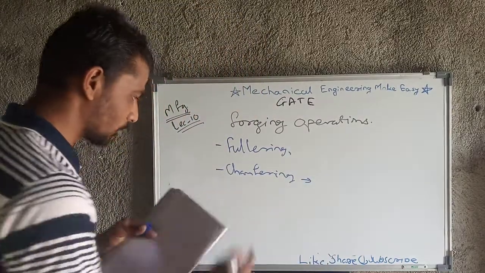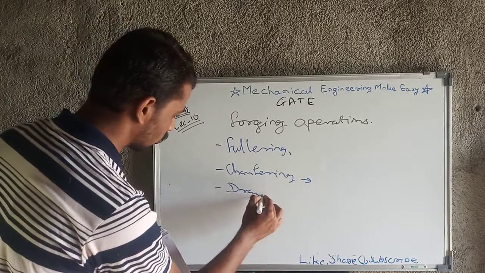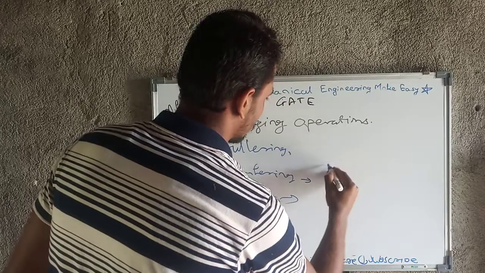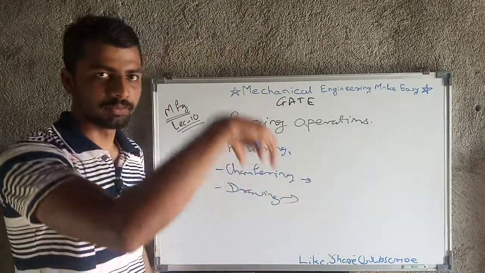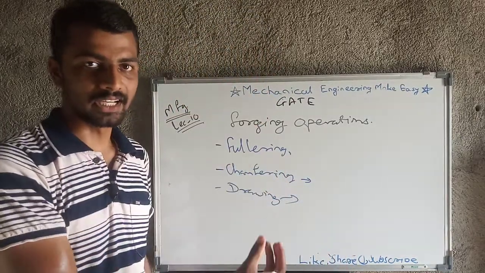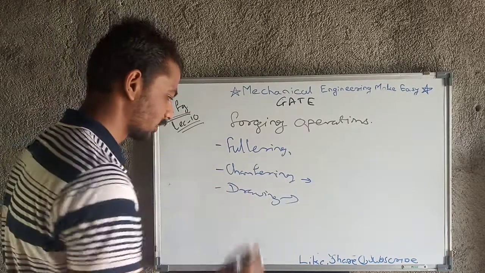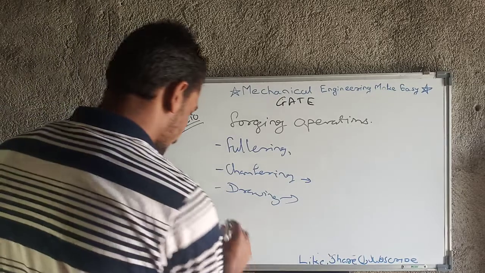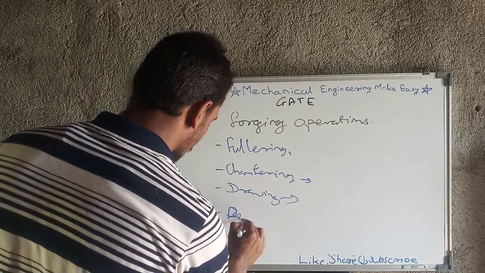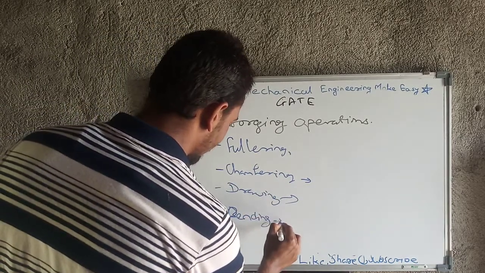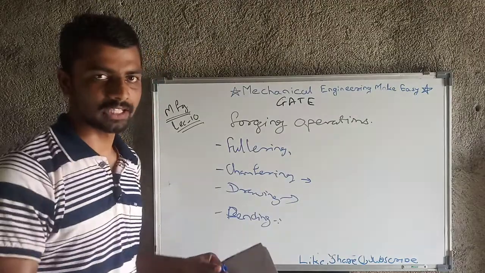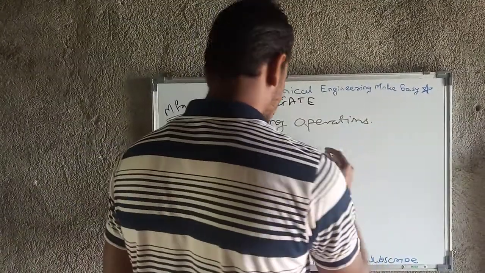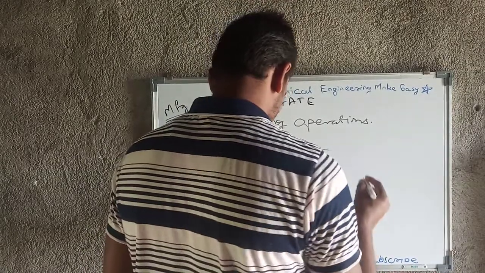Then drawing, like deep drawing, where the sheet metal is deep drawn to form a cylinder or a similar shape. That is the drawing operation that we can perform on forging. Then bending. Bending operation means sheet metal bending, where we have to bend any end.